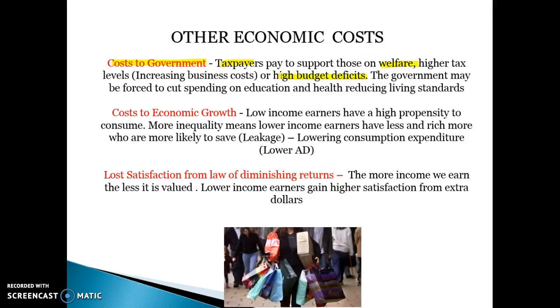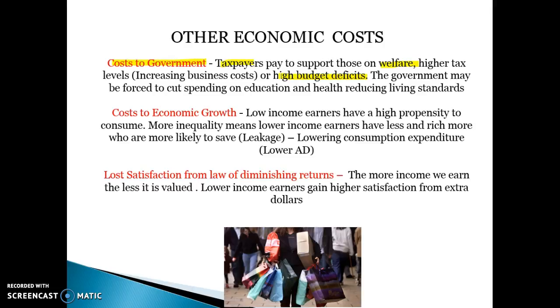So if there's more people that are unemployed, that can lead to problems because they have to be provided with income, and that reduces the amount of tax the government's got for other areas. So this could lead to cutting spending on education or health or other productive areas.